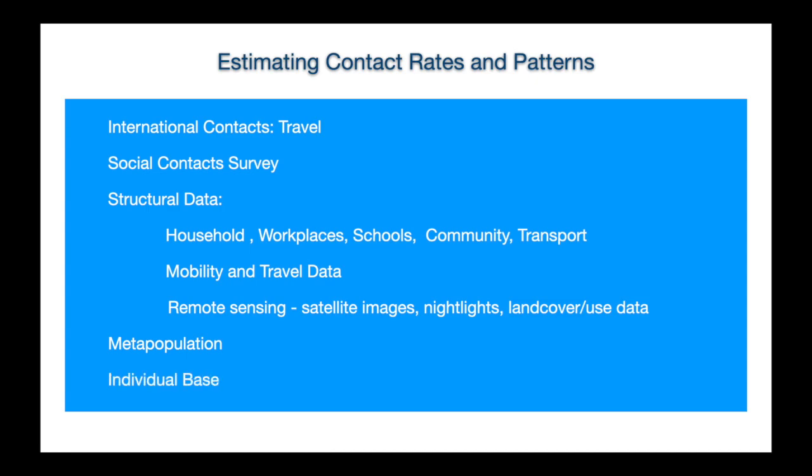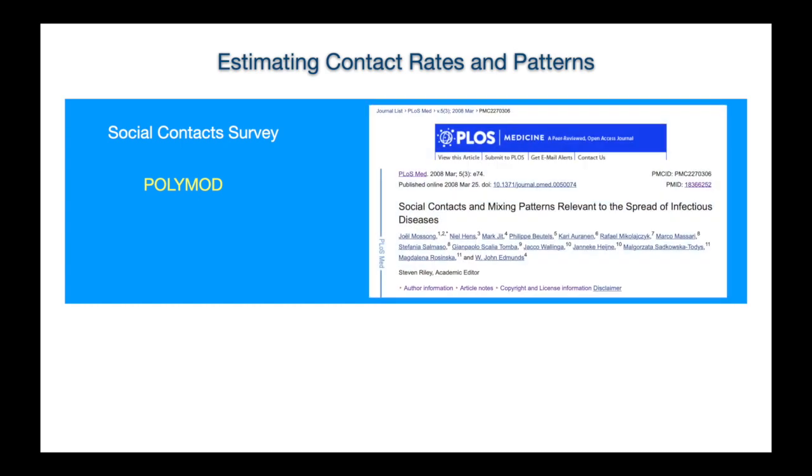Let's start with the social context surveys. A similar study in this space is the so-called POLYMOD study. It was a European public health project, and the paper is freely available here, so please have a read. Essentially, they conducted a survey of participants across 8 European countries to estimate the contact rates and patterns.